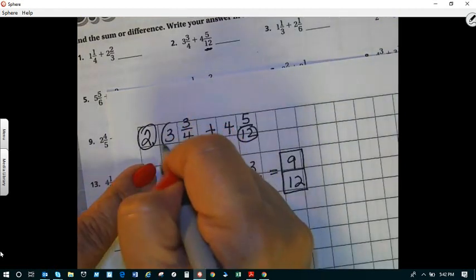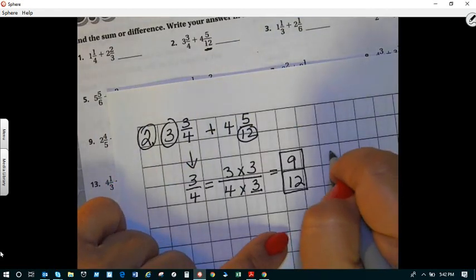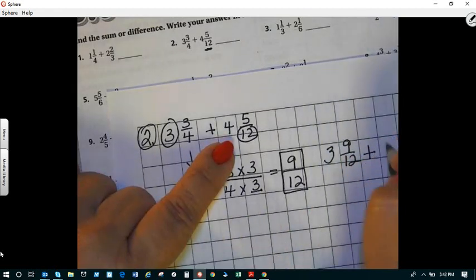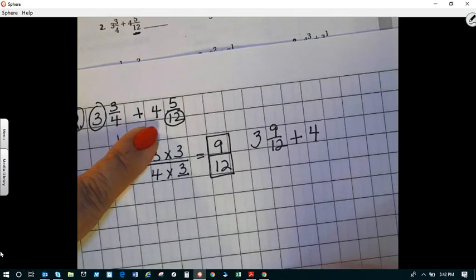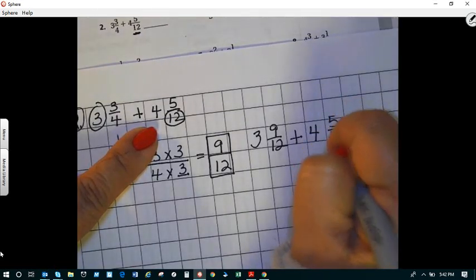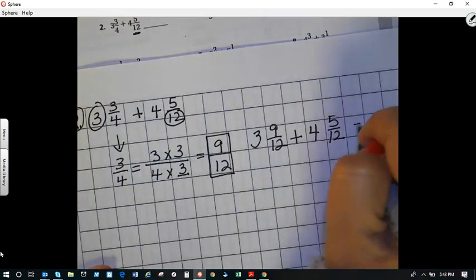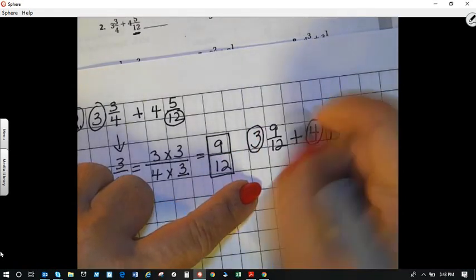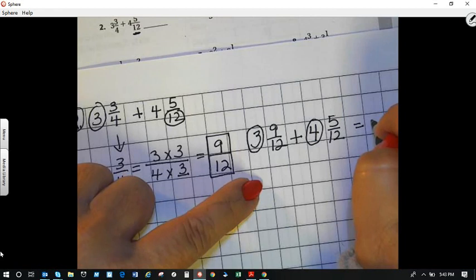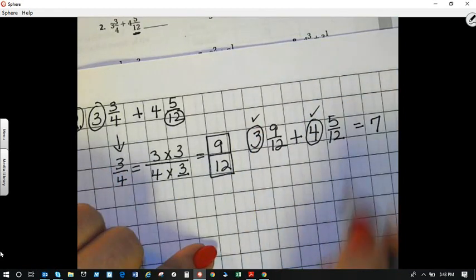Remember we said that we had whole numbers plus whole numbers. So now my new equation is going to be 3 9/12 plus 4 5/12. And now I can add whole numbers plus whole numbers. So I'm going to circle my whole numbers. 3 plus 4 is 7. So that's done. Now I'm going to add my fractions.